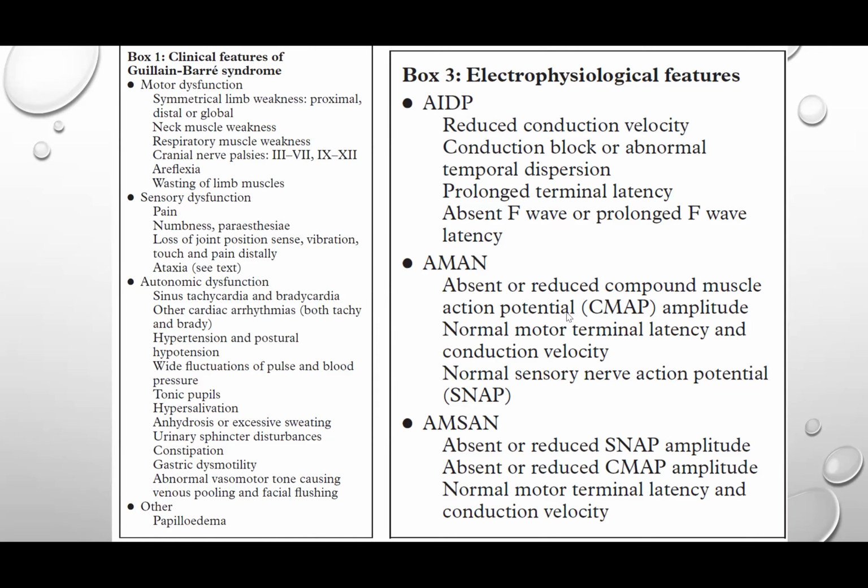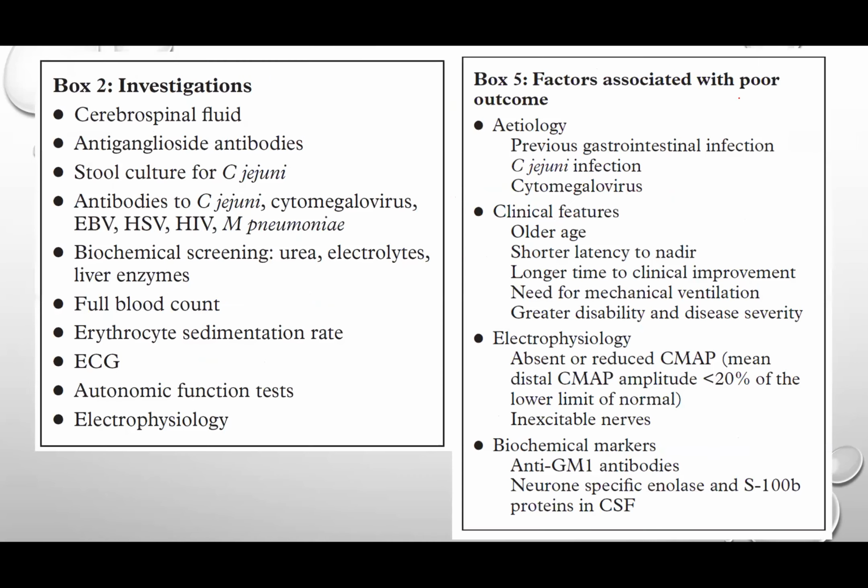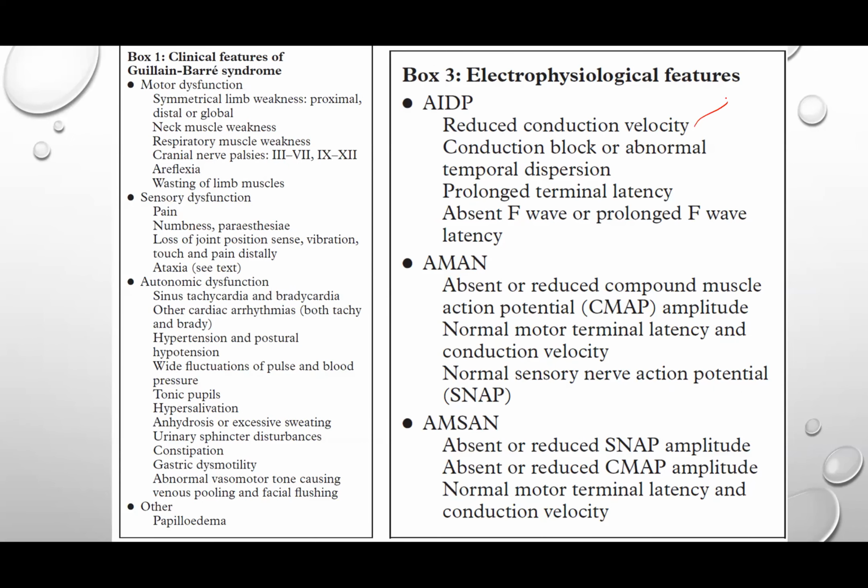What are the electrophysiological features? This table very clearly tells you the electrophysiology. AIDP: reduced conduction velocity, conduction block or abnormal temporal dispersion, prolonged terminal latency, absence of F wave or prolonged F wave occurring very late. These are the features of acute inflammatory demyelinating polyneuropathy.